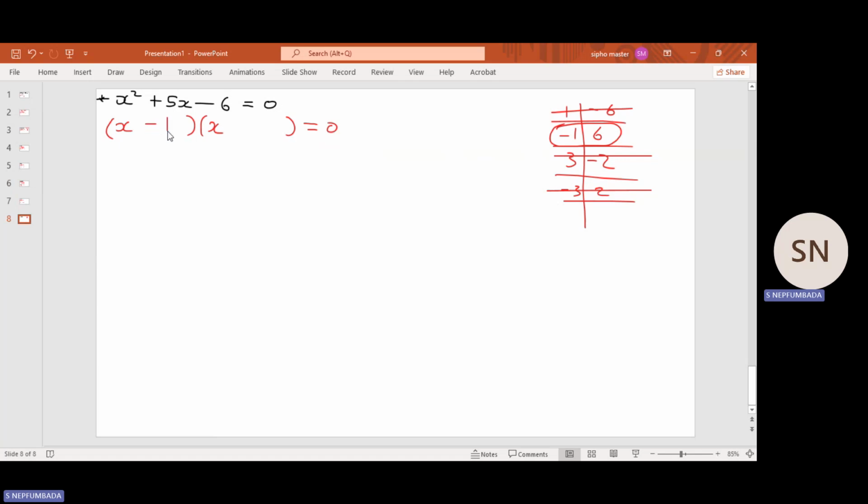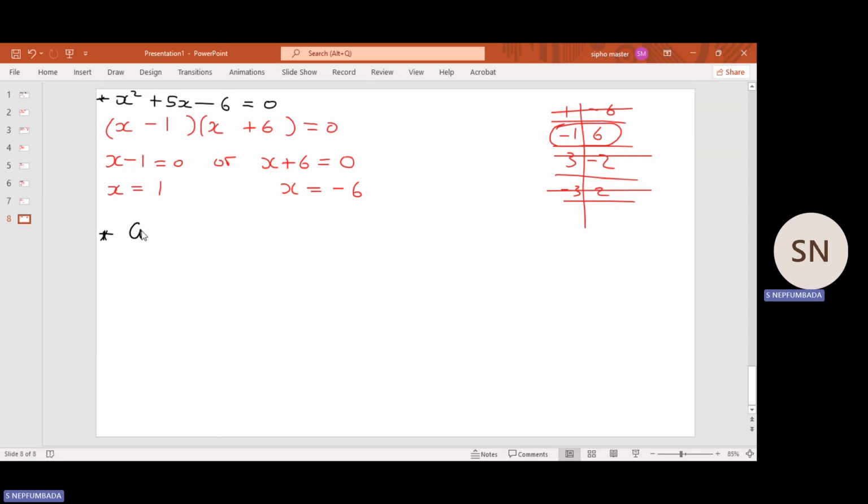It means we've got minus 1 and positive 6. Then it simply means that our x minus 1 is equals to what? 0, or our x plus 6 is equals to 0. Then our x is equals to 1, or our x is equals to minus 6. Now, let's go to the last equation for the day.